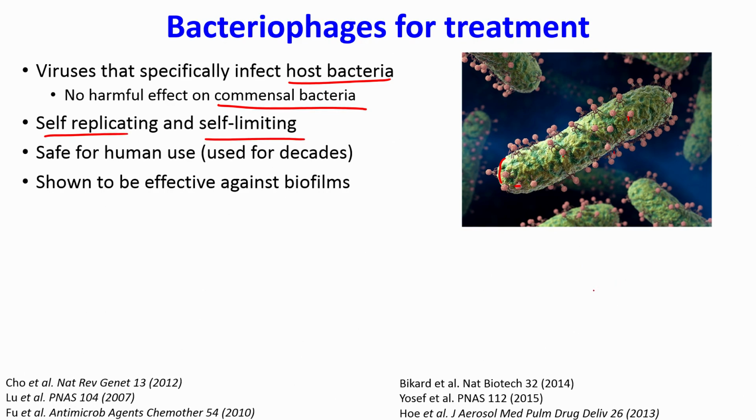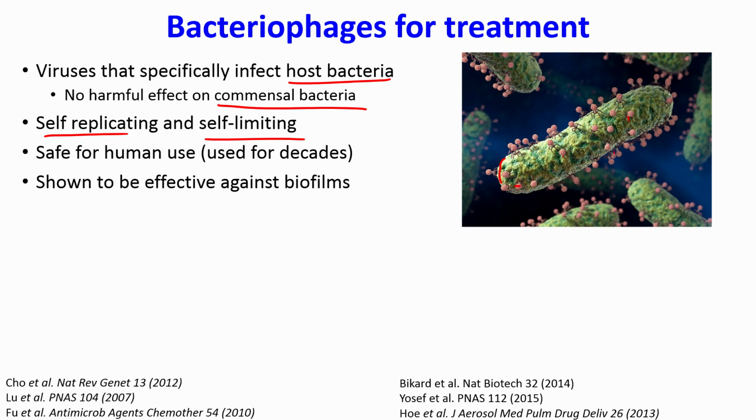And what exactly does that mean is that when they find their host, they will start to multiply. So they will self replicate, and when the host is not there, they do not multiply anymore. So they limit themselves and get eventually cleared out. They are safe for human use.